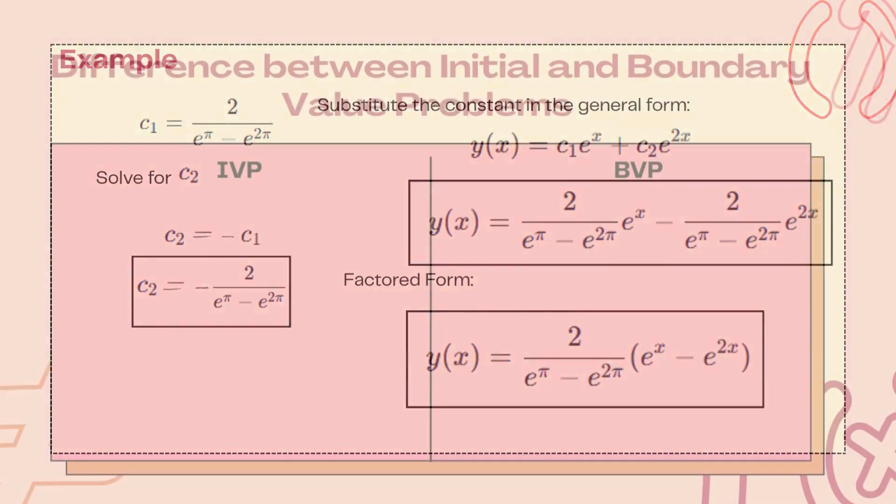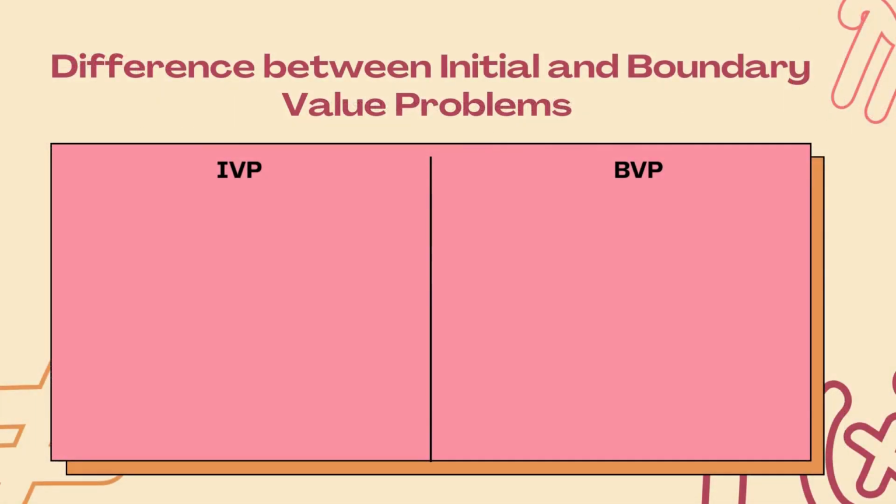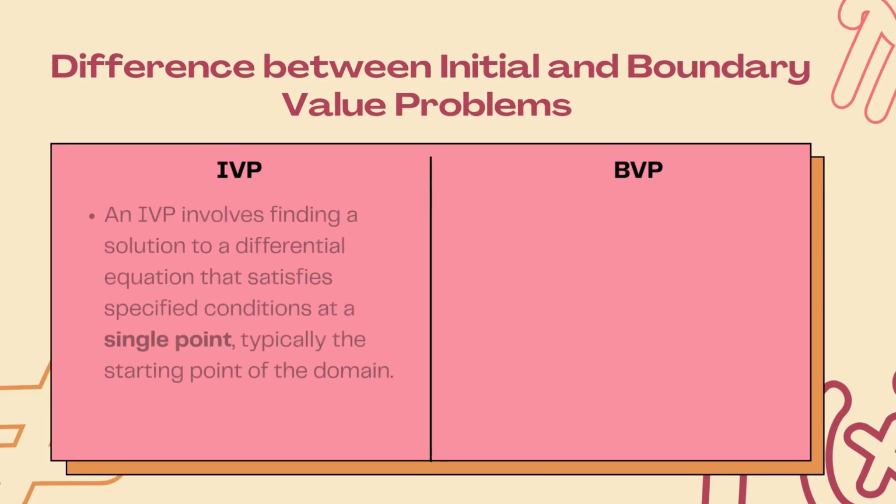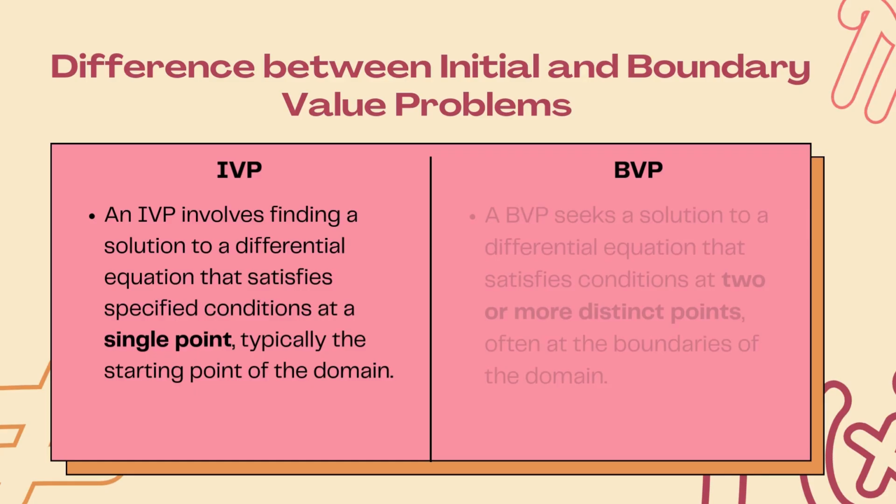As you observed in our examples, you can spot the difference between initial and boundary value problems. An IVP involves finding a solution to a differential equation that satisfies specified conditions at a single point, typically the starting point of the domain. Just like in our earlier example, an IVP where x is at a single point, which is 0.